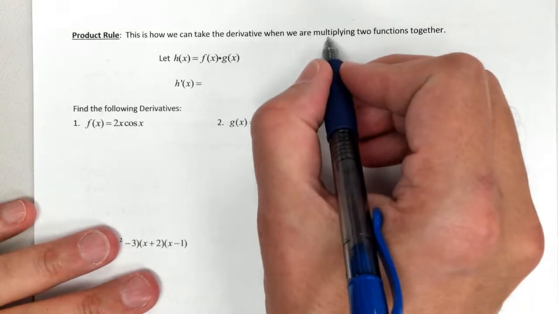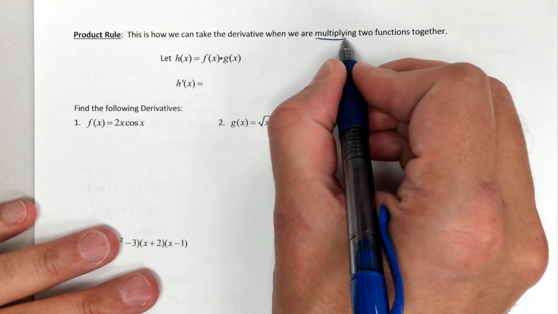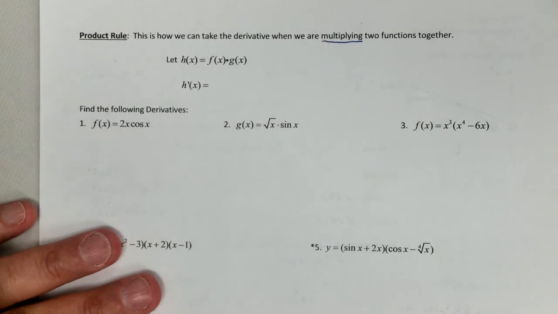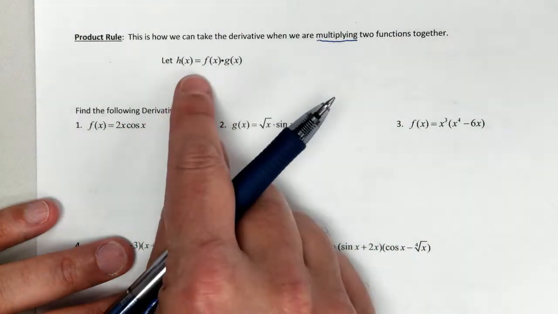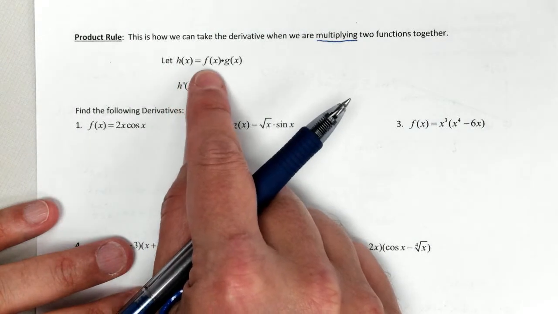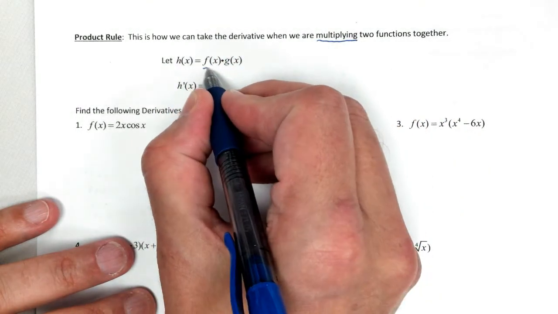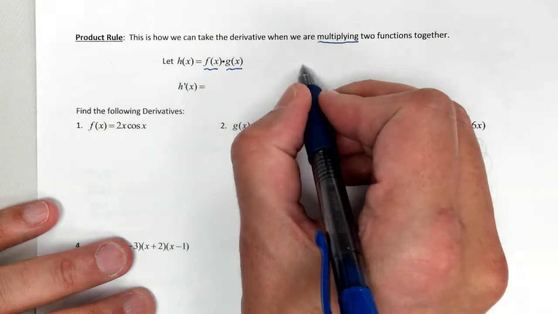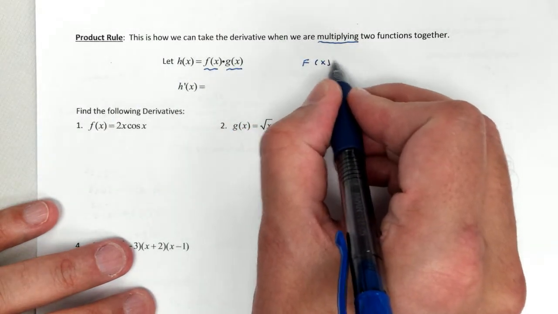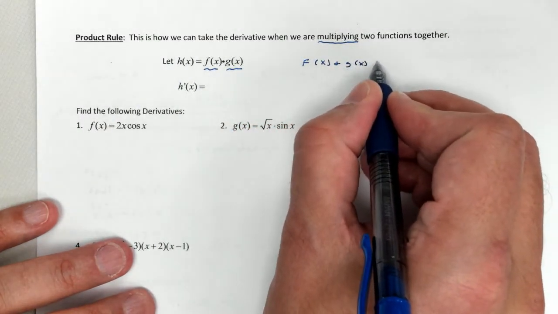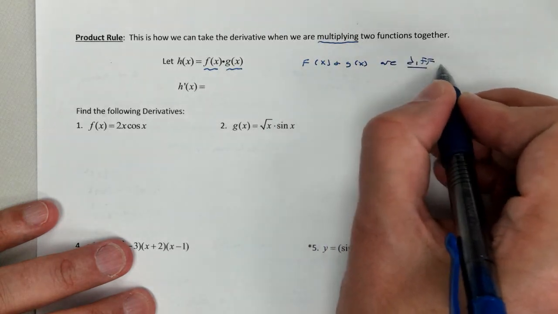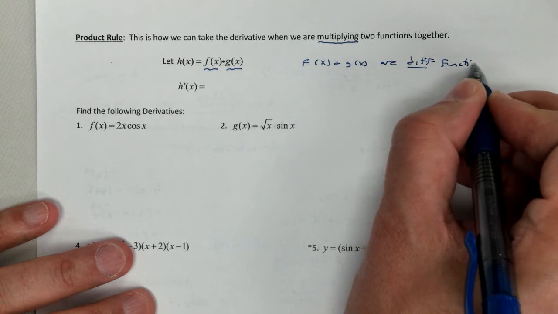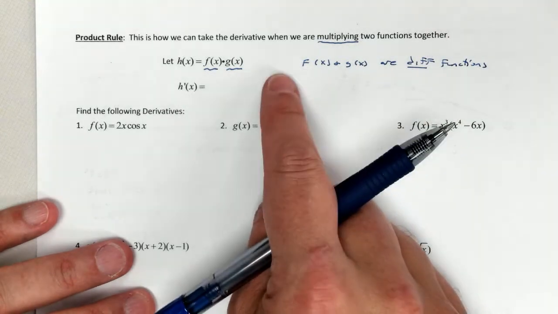This is how we take the derivative when we multiply two functions together. So let's let h of x be defined as the product of f times g of x. These are going to be two different functions, f of x and g of x, and we're multiplying them together. And we want to know what the derivative would be.